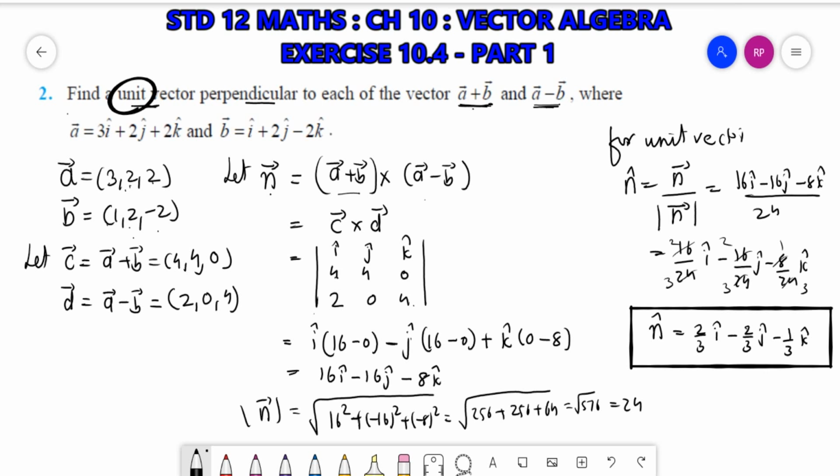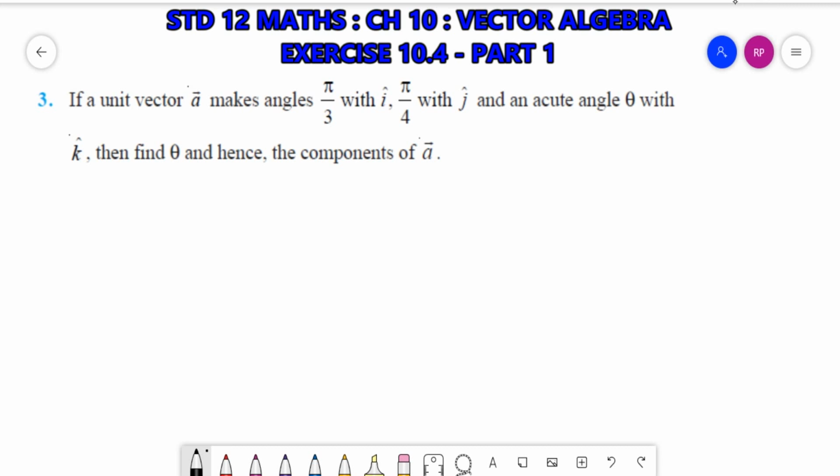Now let's move to the next question. Question number 3. If a unit vector A makes an angle pi by 3 with I, pi by 4 with J, and an acute angle theta with K, then find theta and hence the components of A. So see here, it is making angle pi by 3 with I and pi by 4 with J. That means the angle alpha is equal to pi by 3, angle beta is equal to pi by 4, and angle gamma is equal to theta.